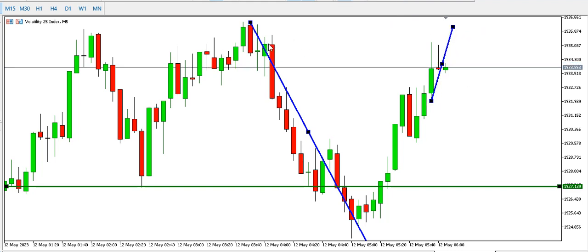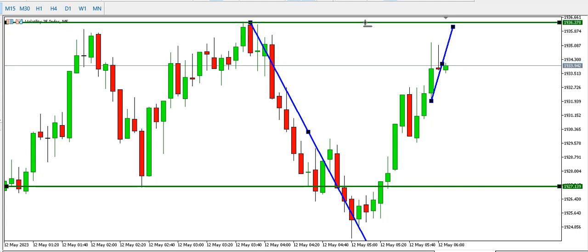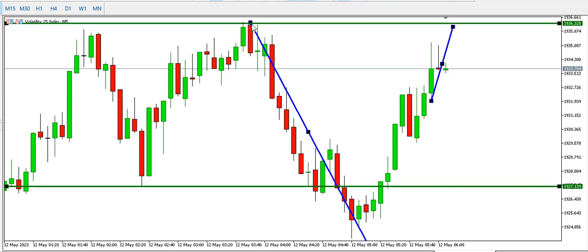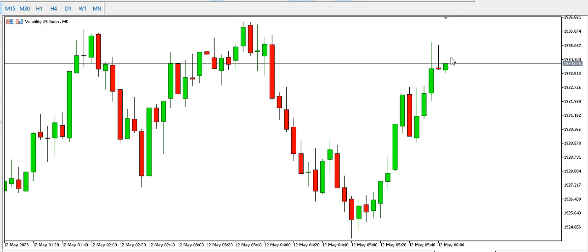On the 5 minutes time frame, the bulls are heading for this top here. A break of this structure at the top here, you see price going higher. So for now, join the bulls and buy V25.